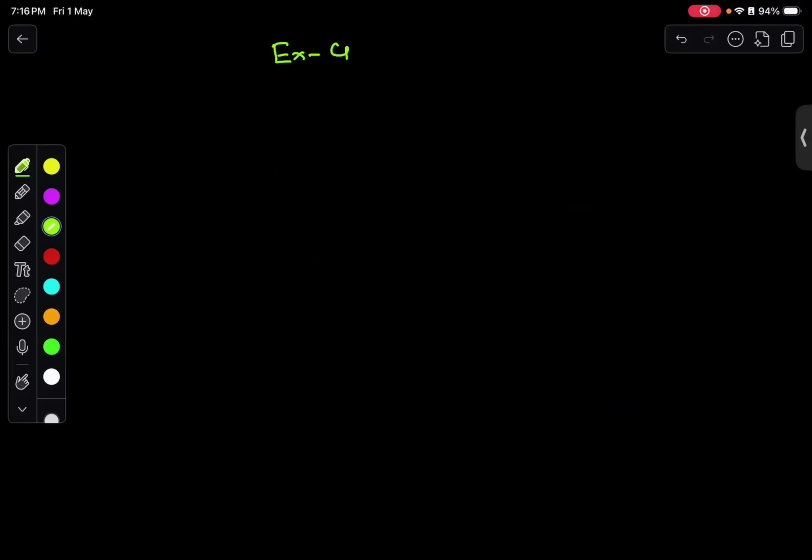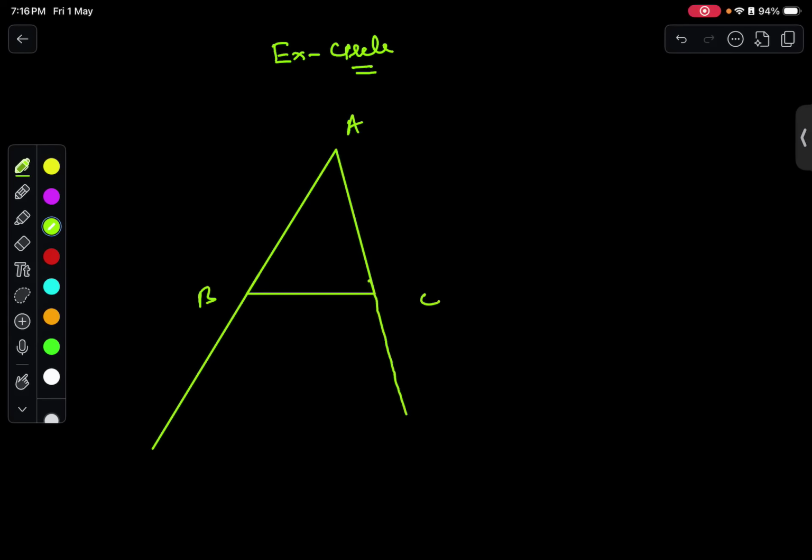What is this excircle? We have already seen that this is a triangle. And I'm extending these sides opposite to the vertex A. We know that this angle is B, this angle is C. And the external angle of this is pi minus B, and this is pi minus C.